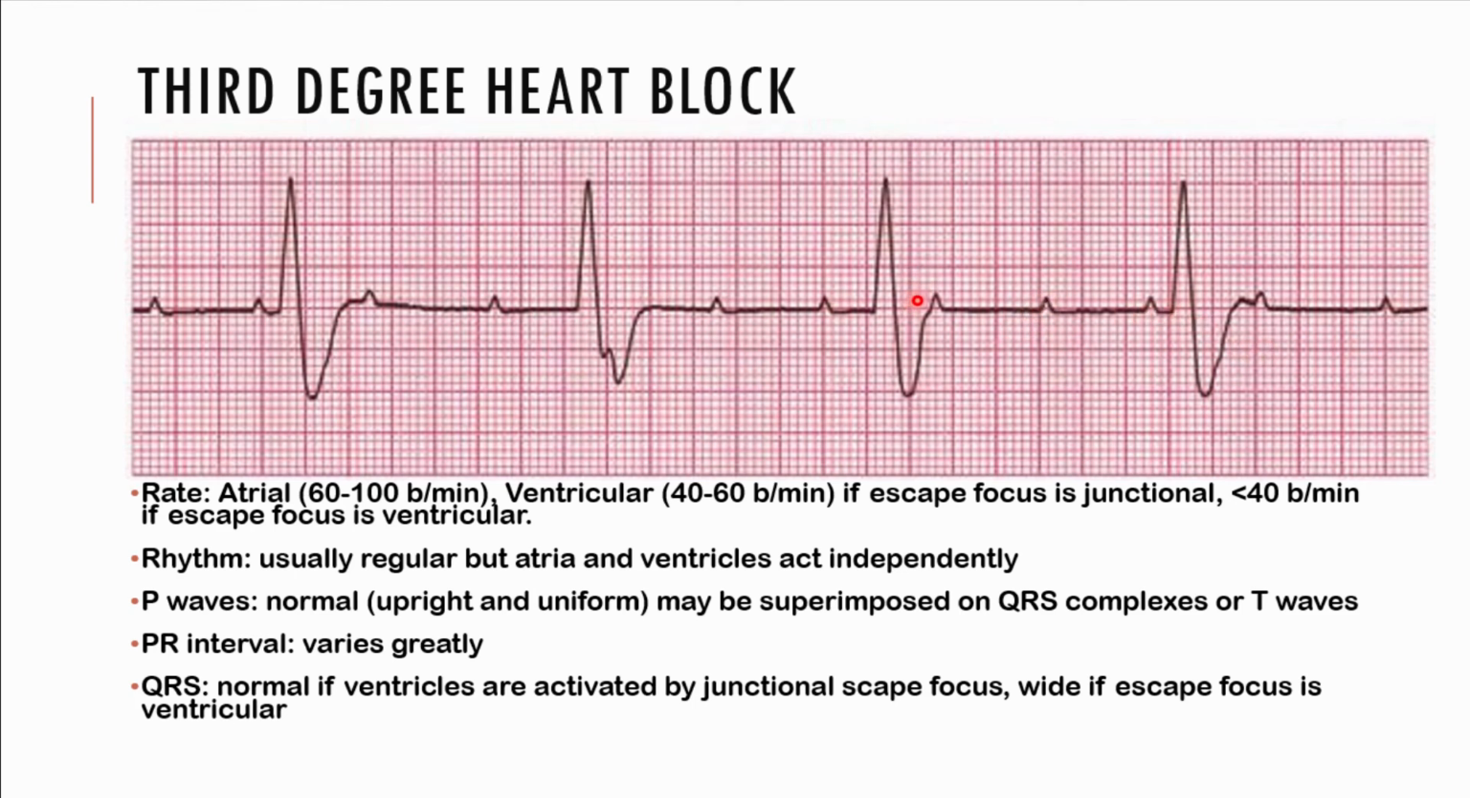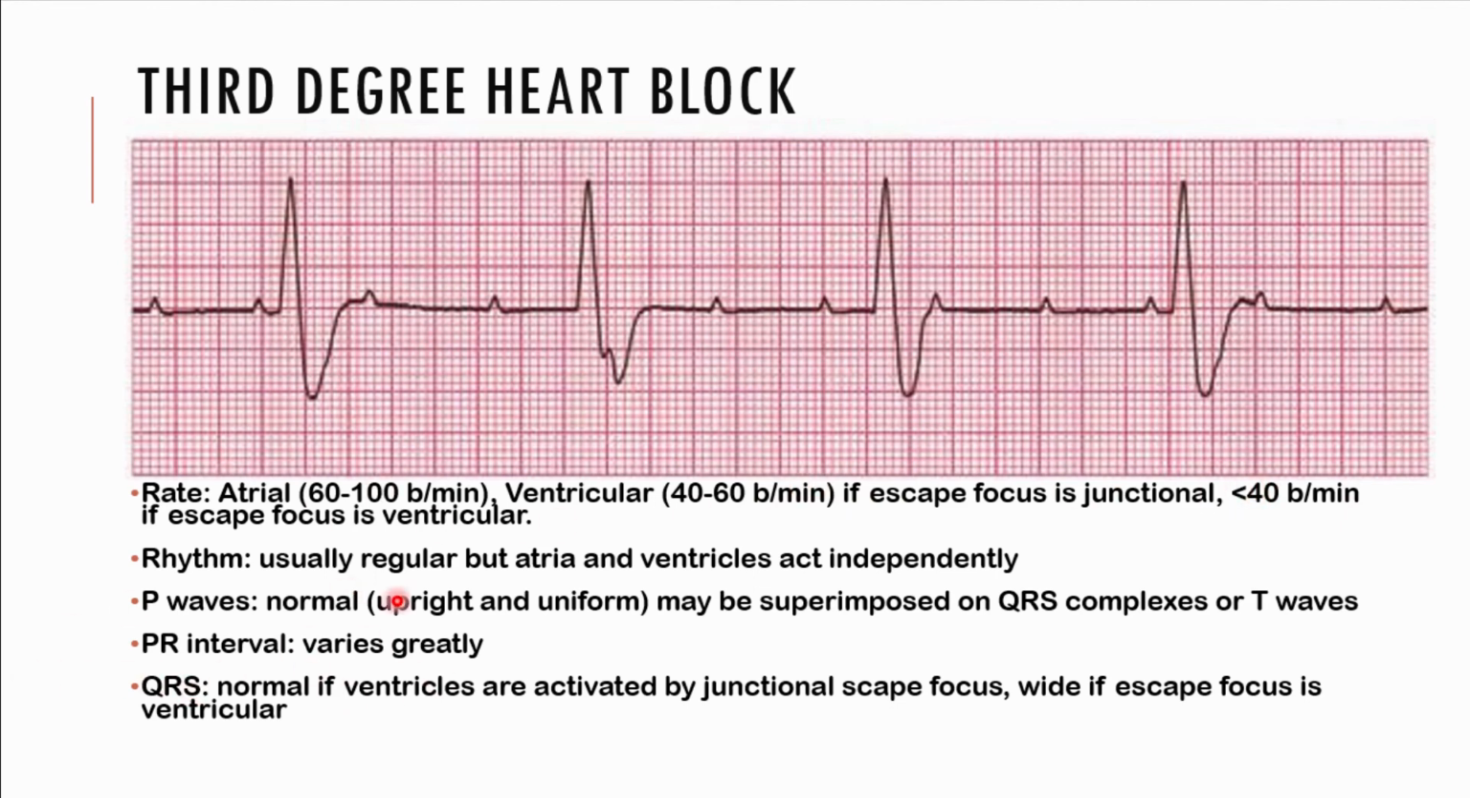You have a T wave here, a P wave here, another P wave here. So it's like the atria are beating on their own, and the rate is usually much faster. The ventricles are also beating on their own, so they're about 40 to 60 beats per minute. And if the escape rhythm is coming from the junction, it's usually 40 to 60. If it's coming from the ventricles, it's usually less than 40.